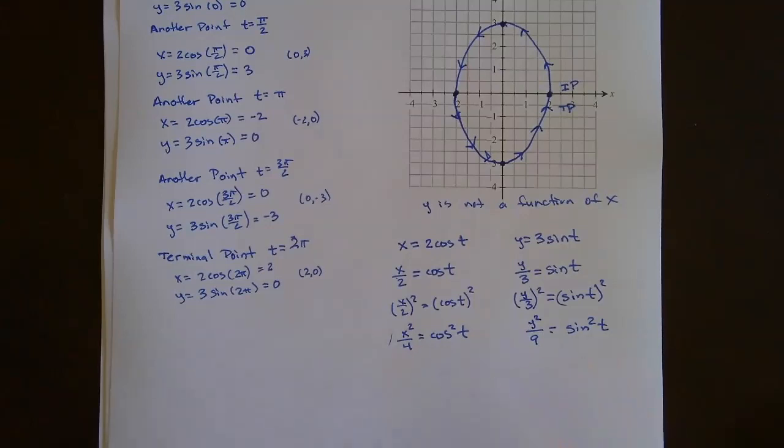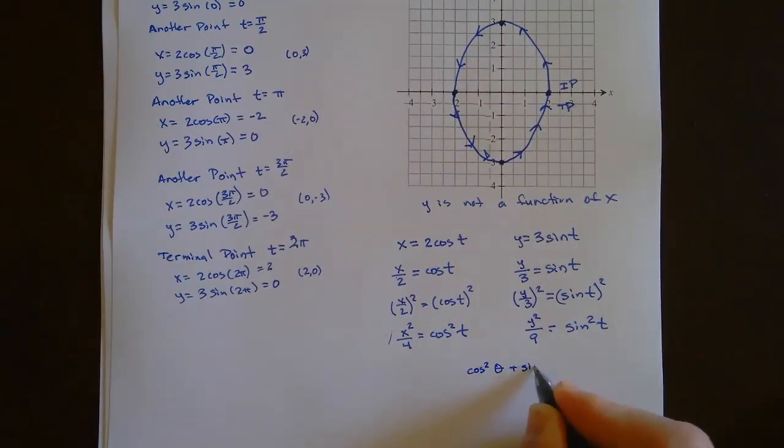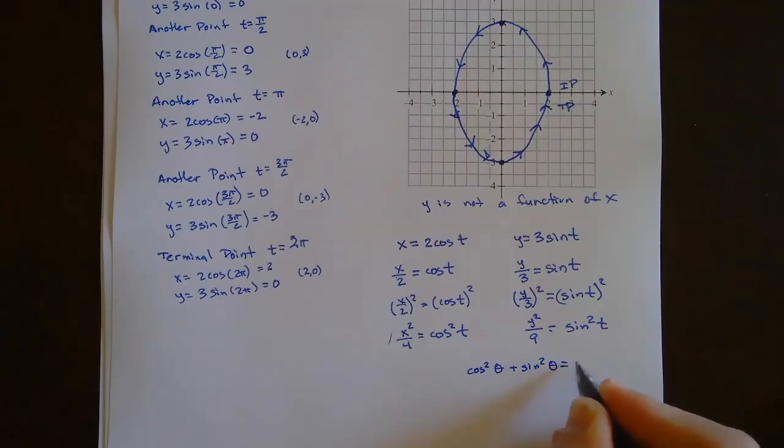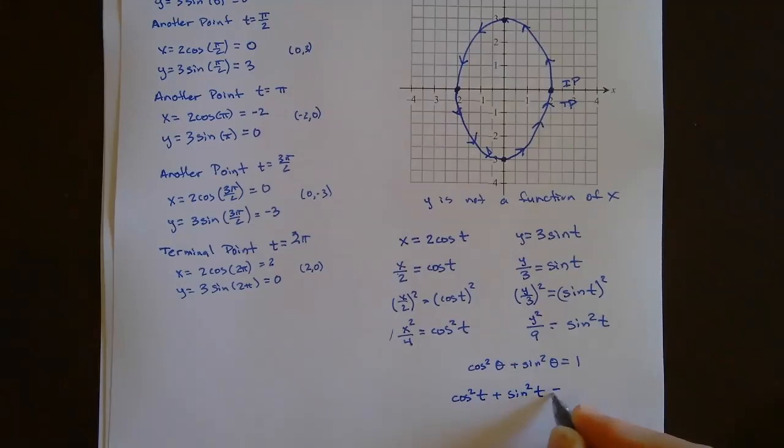We know that cosine squared theta plus sine squared theta is equal to 1, right? We know that, so it doesn't matter if it's thetas or t's. We would also know that cosine squared t plus sine squared t is also equal to 1. How does that help you?